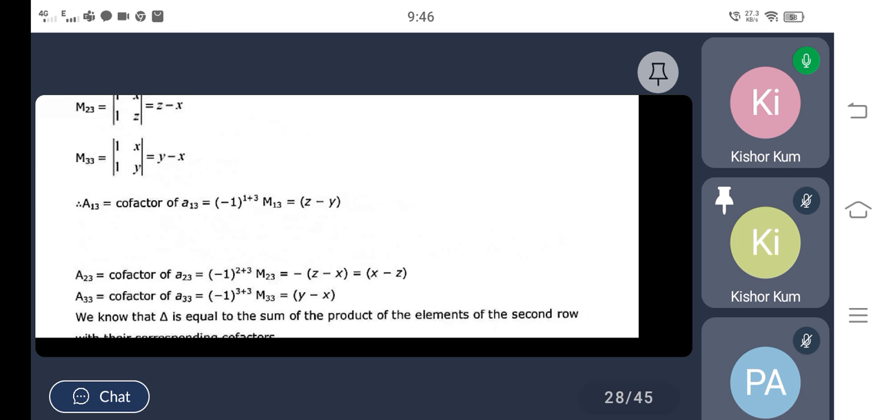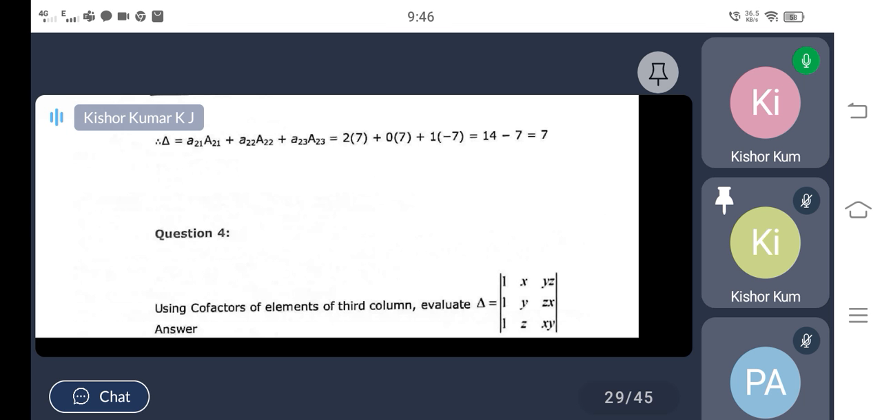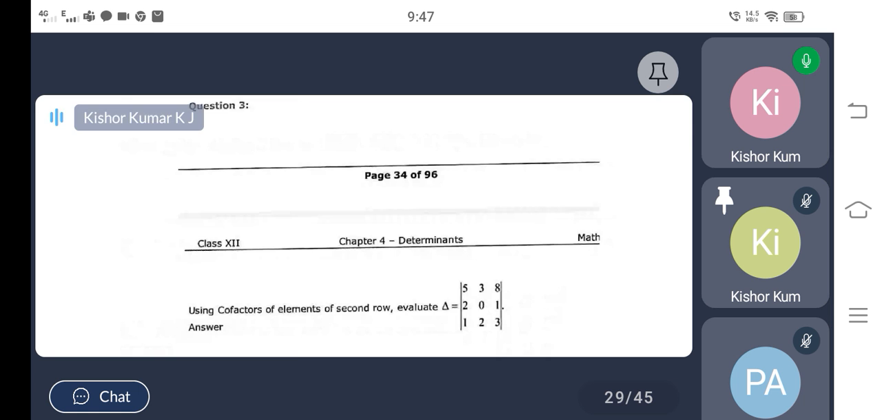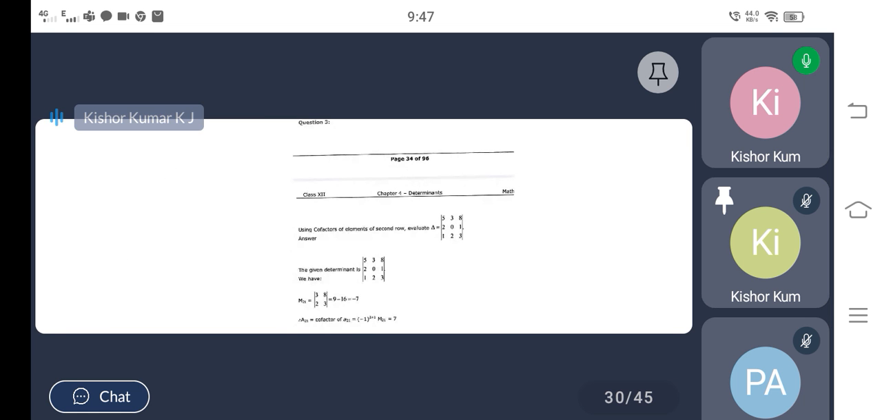See, here we have delta equal to the same formula, and whatever values you have, you just keep on substituting. You will get the value as 7. So that is the determinant value we required here, and that is your solution for question number 3. Are there any doubts? If you have any doubts, you can clarify.